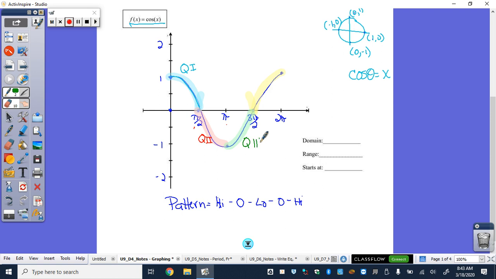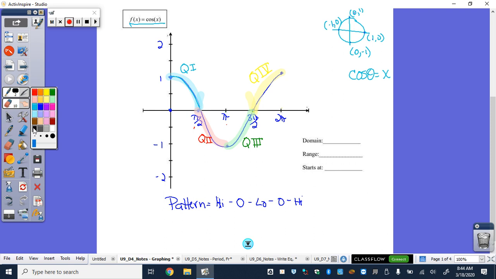These are your quadrant 3 values from 180 to 270. And then, that's right, those are your quadrant 4 values from 270 to 360. So again, it's all still connected to the unit circle. We're just putting it on the graph, and so it ends up making this curve here.